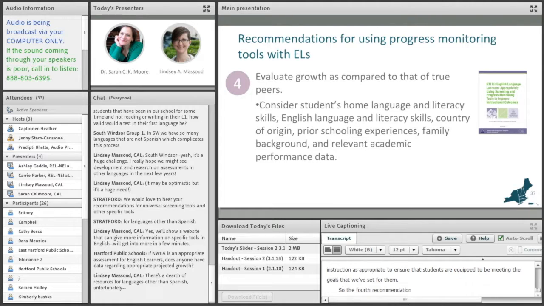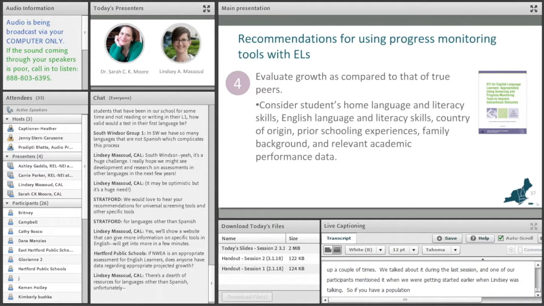So the fourth recommendation for using progress monitoring tools with English learners is to evaluate growth as compared to that of true peers. And this has come up a couple of times. We talked about it during the last session, and one of our participants mentioned it when we were getting started earlier when Lindsey was talking.